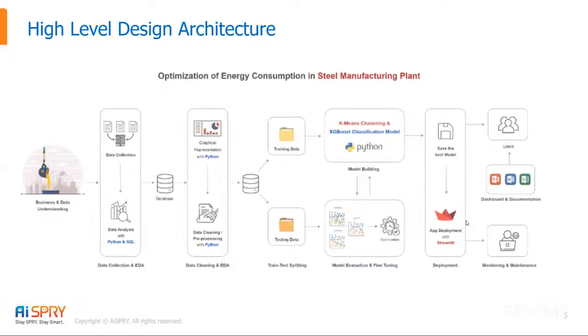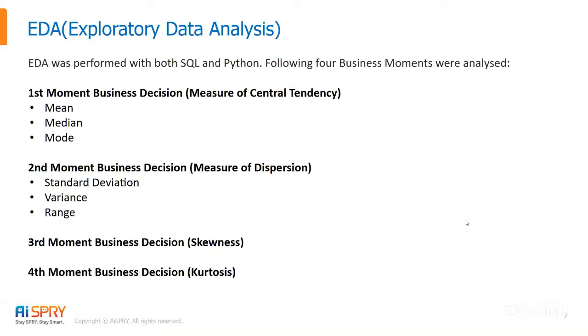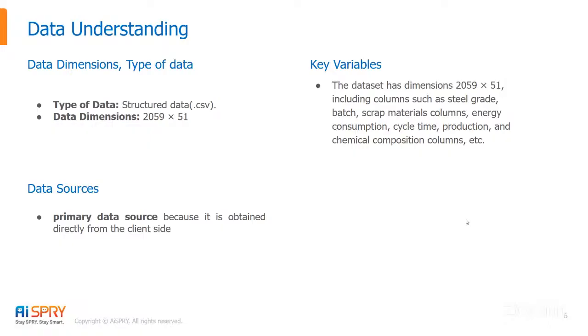So let's understand the data set we had. We had a structured data set in CSV format with 2059 rows and 51 columns. It includes columns such as skill grade, batch, and the scrap materials like BSM, PP, remit, as well as energy consumption, cycle time, production, and the chemical composition columns like silicon, magnesium, phosphorus.